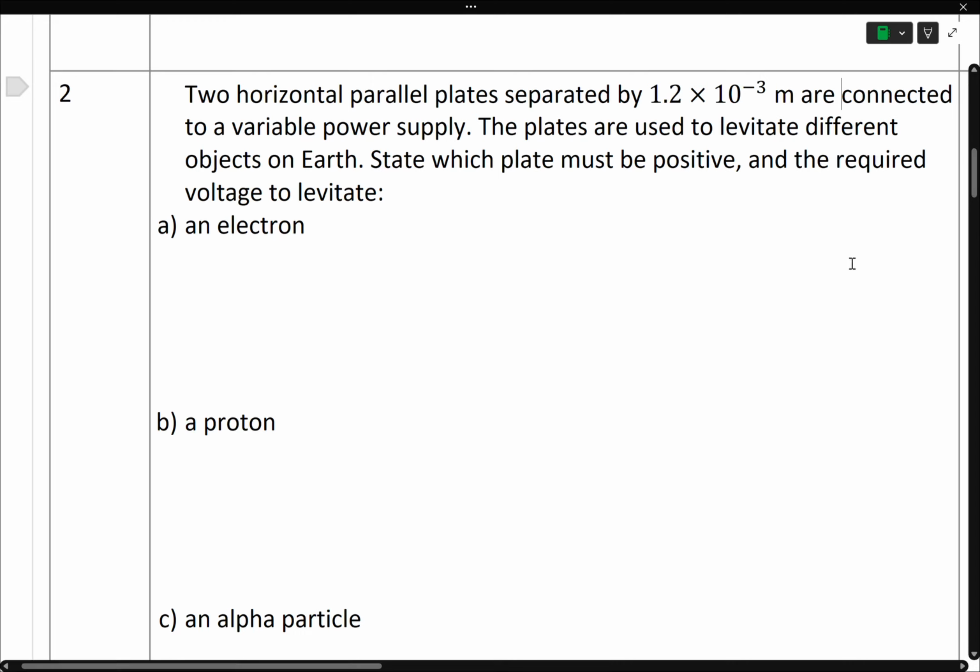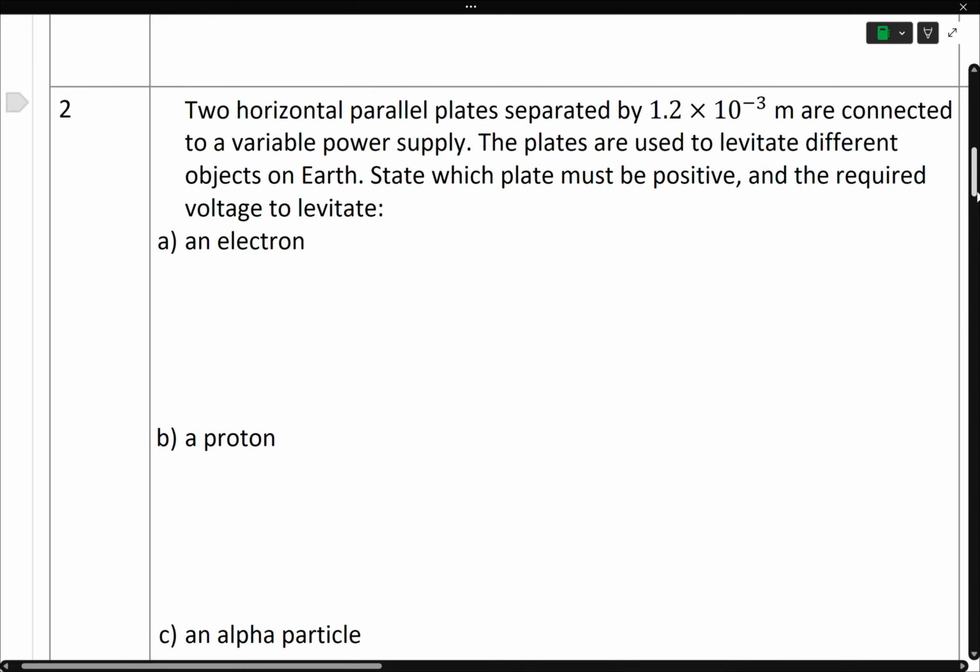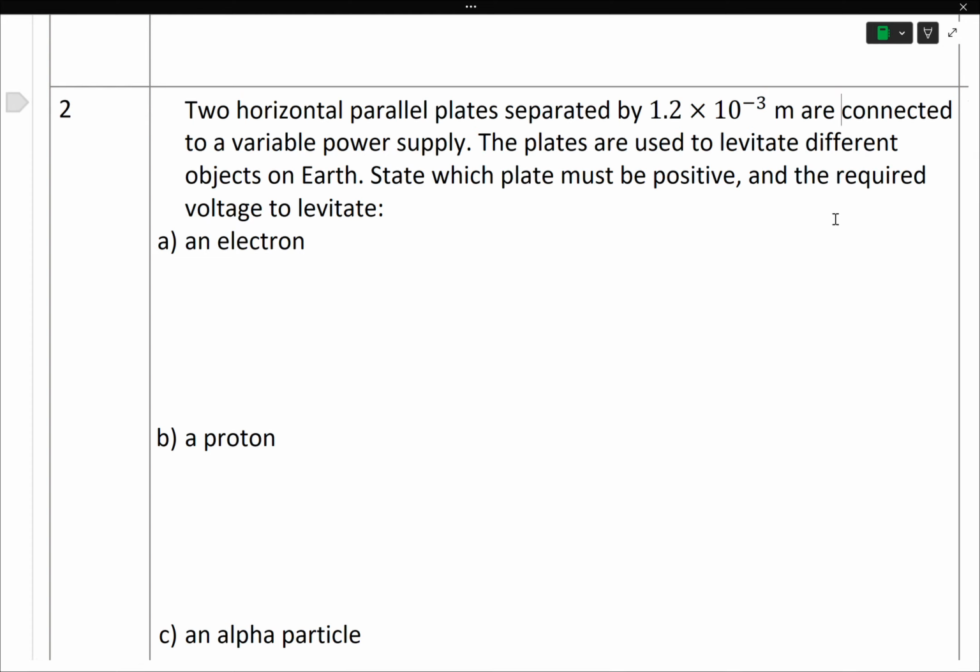Question 2 says two horizontal plates, separated by 1.2 times 10 to the minus 3 meters, are connected to a variable power supply. The plates are used to levitate different objects on Earth. State which plate must be positive and the required voltage to levitate various different things.